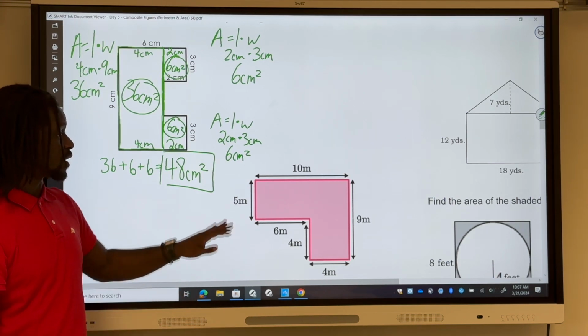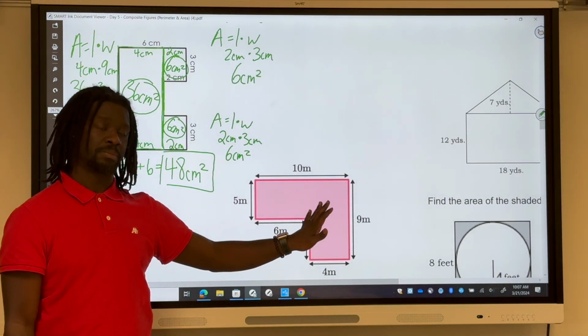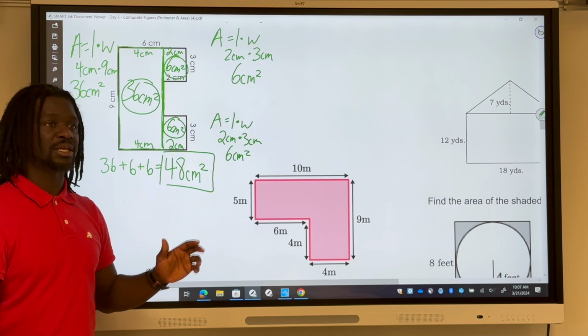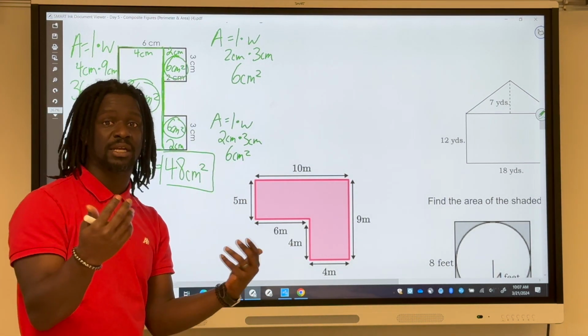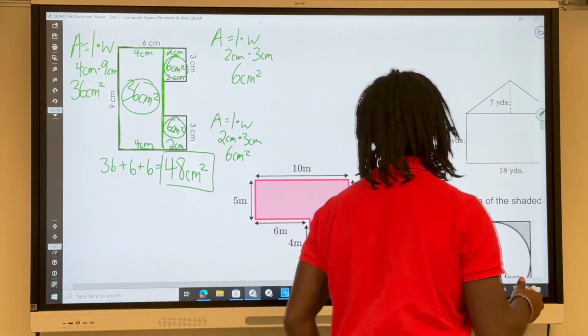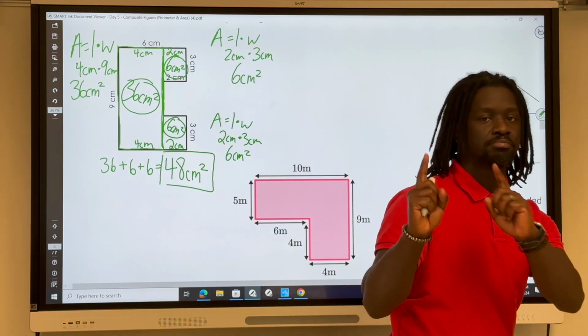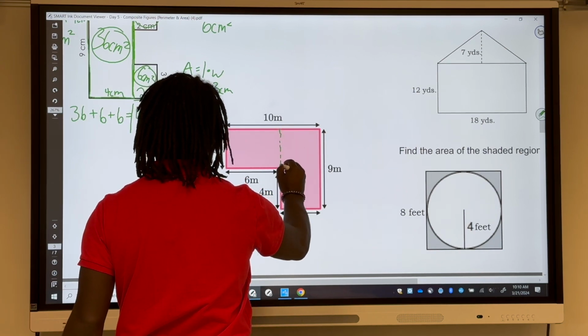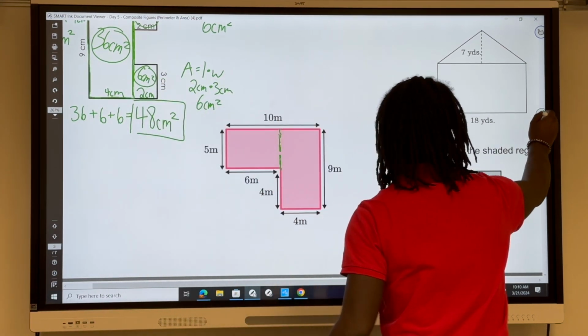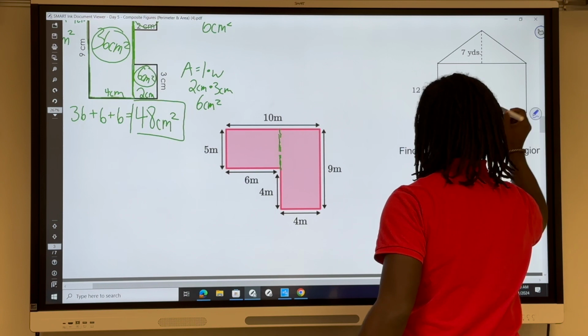So divide this up. The one thing I will tell you is there's two ways you can divide it, but however you divide it, you're going to end up with the same answer. These are the two ways you probably want to cut it. You can either cut it this way, or you can cut it this way.